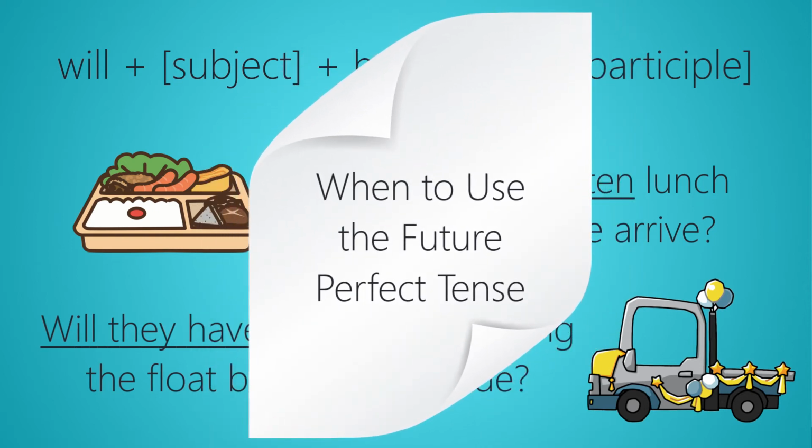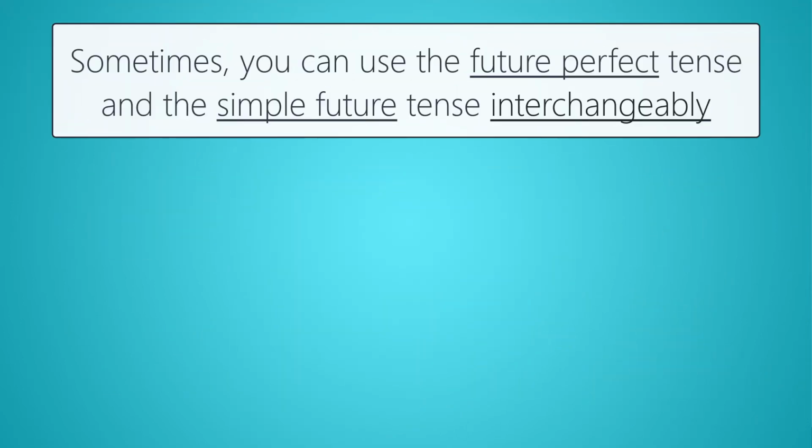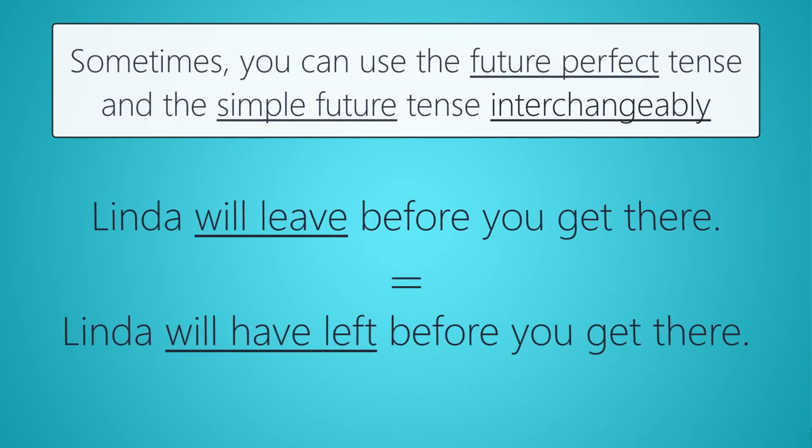When to use the future perfect tense. Sometimes you can use the future perfect tense and the simple future tense interchangeably. In these two sentences, there is no real difference in meaning because the word before makes the sequence of events clear. Linda will leave before you get there. Linda will have left before you get there.